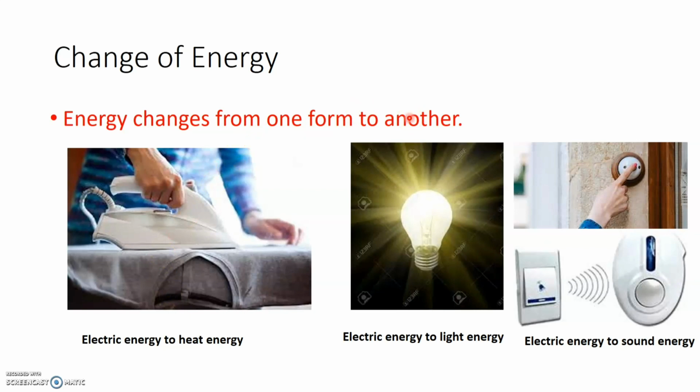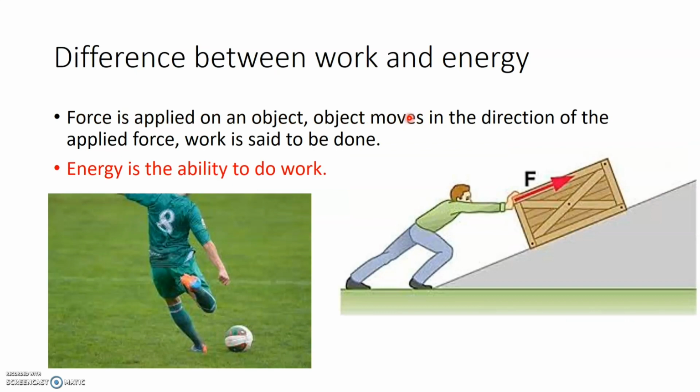Now let us see what is the difference between work and energy. Now look into this picture here. Here we see that a man is applying force on an object and he is trying to move the object in the direction in which he is applying the force. So we have already learned that when force is applied on an object, as you see here, and if the object moves in the direction of the applied force, then we say work is done.